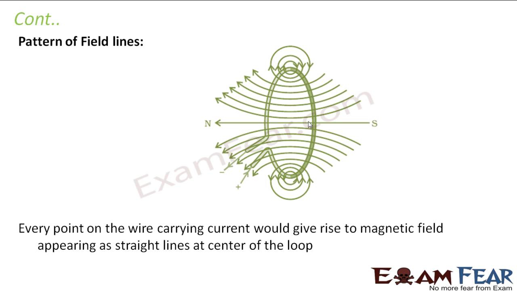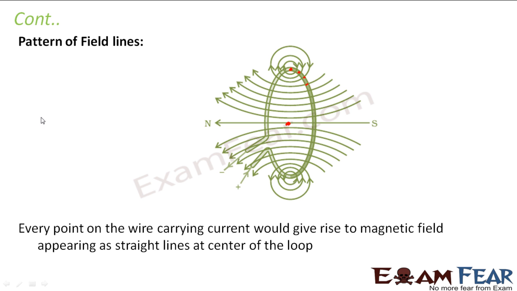Now let us look at the pattern of the field lines. As I already discussed, the magnetic field will appear as straight lines at the center of the circular loop. So that means the net magnetic field. Right now I am talking about the net magnetic field, because every point will give rise to similar kind of magnetic field lines. So the net result is that there would be a net magnetic field at the center, which would be perpendicular to the plane of the wire.